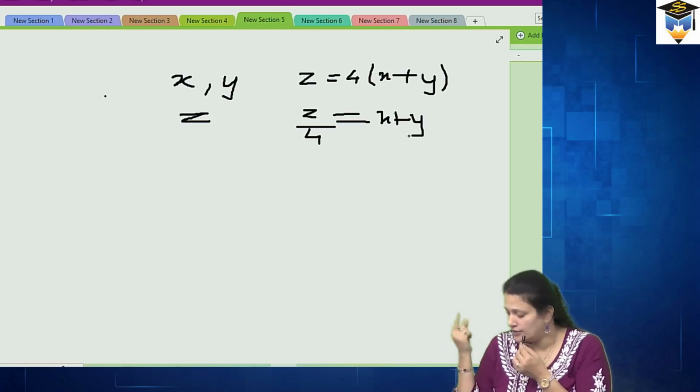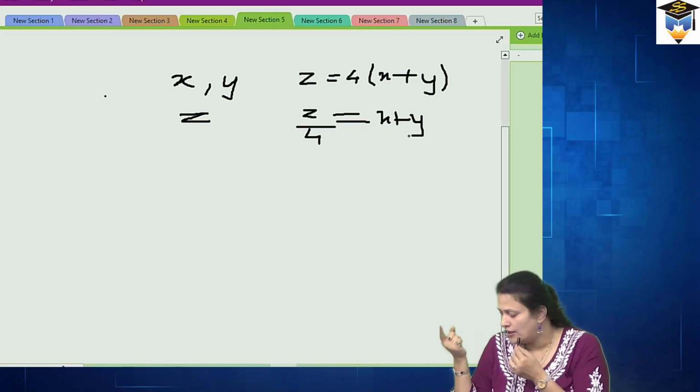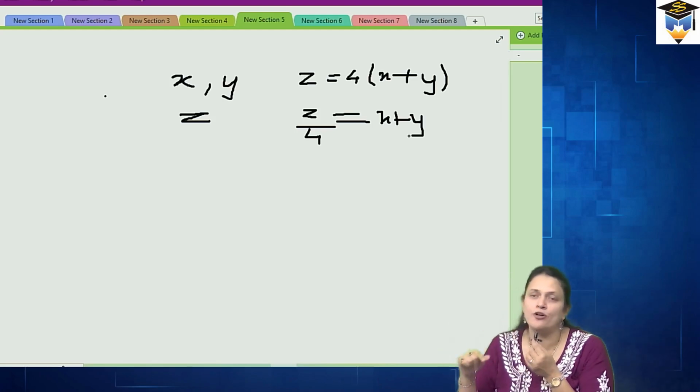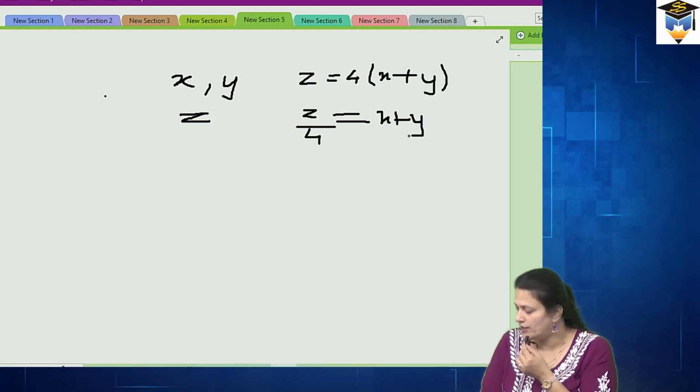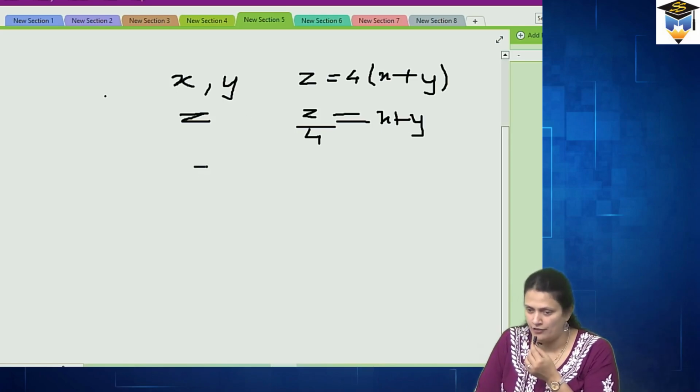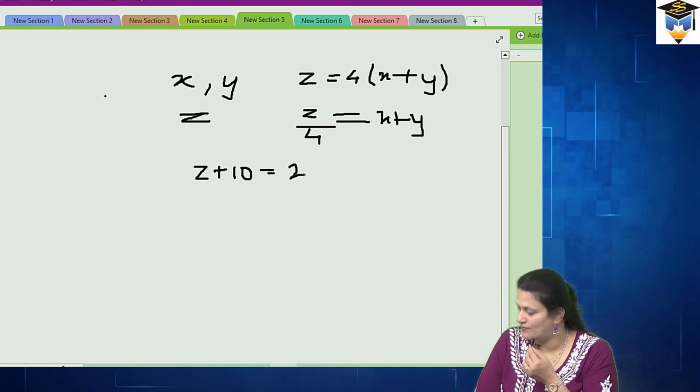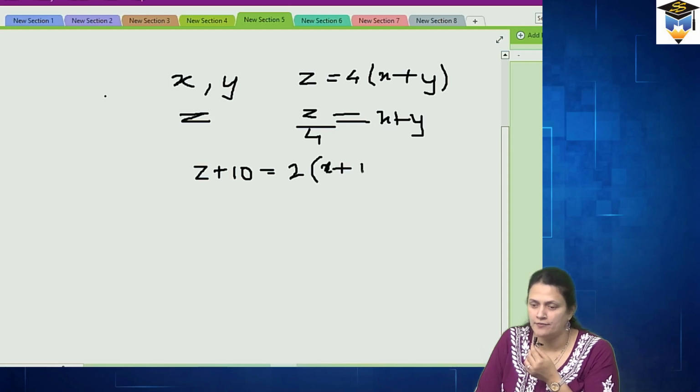Now after 10 years, they have given us a condition that his age will be double the sum of their ages. So what will be the condition? After 10 years, the father's age will be z plus 10. That is equal to twice. Both their ages are also increased by 10.